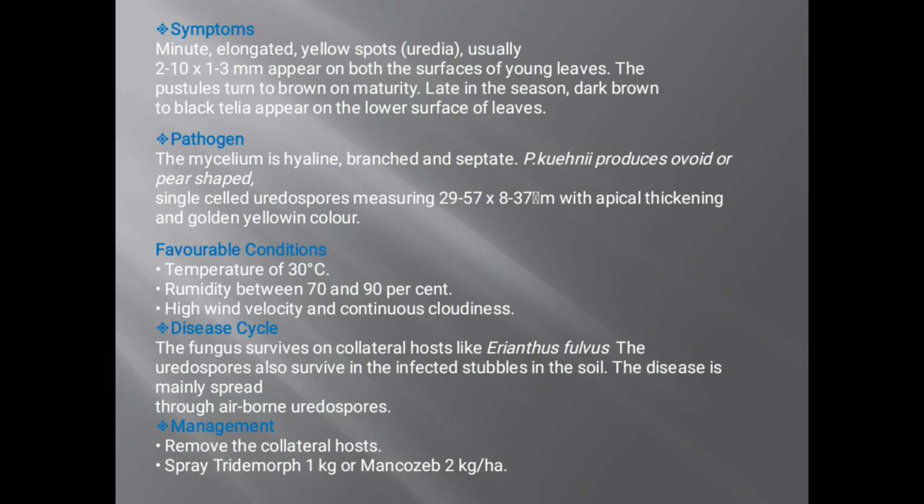Disease cycle: the fungus survives on collateral hosts like Erianthus fulvus, and urediospores also survive in the infected stubbles in the soil. The disease spreads through airborne secondary spread by the urediospores. Management: removal of the collateral host, and spray tridemorph 1 kg or mancozeb 1 kg per hectare.